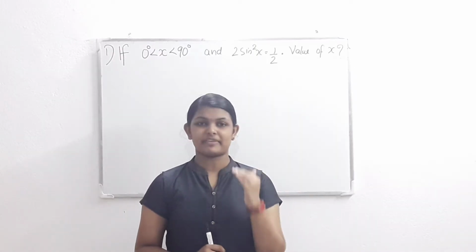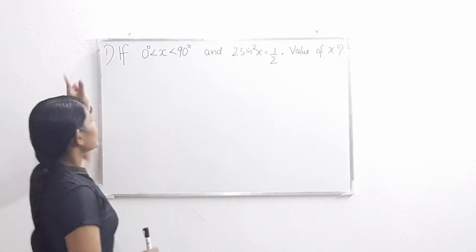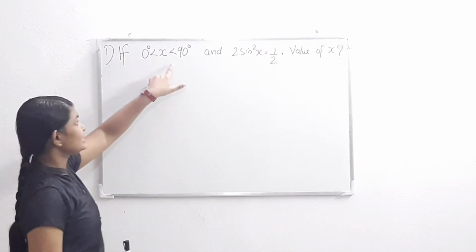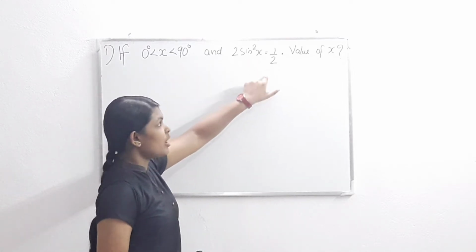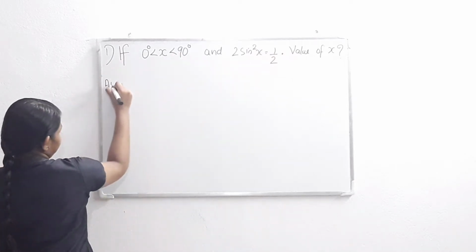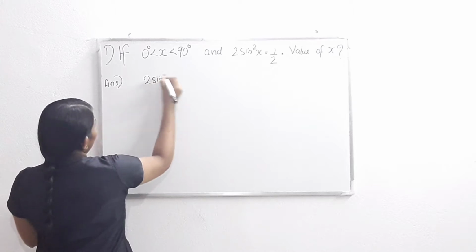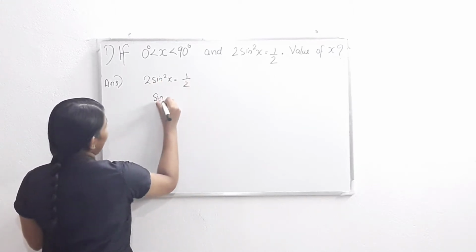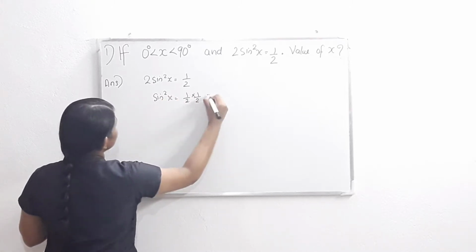Now we can discuss the previous question. This is the previous question of the year 2013. The question says, if x is greater than 0 degree and less than 90 degree and 2 sin square x is equal to 1 by 2, we have to find the value of x. First of all, we can write the given data. Given that 2 sin square x is equal to 1 by 2. From this we can write sin square x is equal to 1 by 2 into 1 by 2. That means it's equal to 1 by 4.